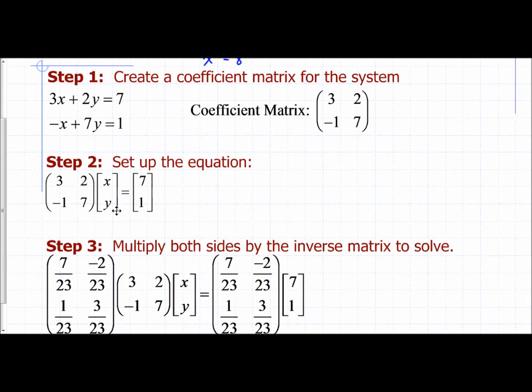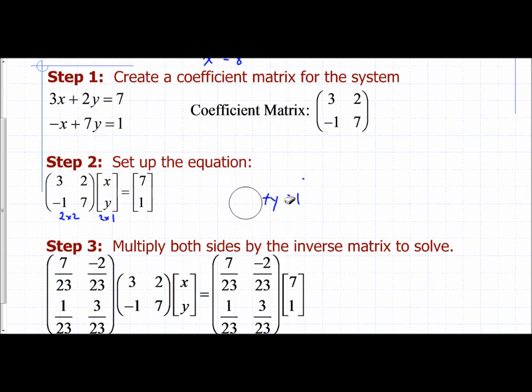And the reason why is because remember when you multiply, here is a 2 by 2 matrix, and this is a 2 by 1 matrix. And so the insides match, therefore I can multiply. You would do 3 times x plus 2 times y, and that would be equal to 7. And if I multiply here, you get negative 1 times x, which is negative x, plus 7 times y, and that's equal to 1. And so we see I actually get my system of equations by using this setup. And so that's why we use this setup for it.